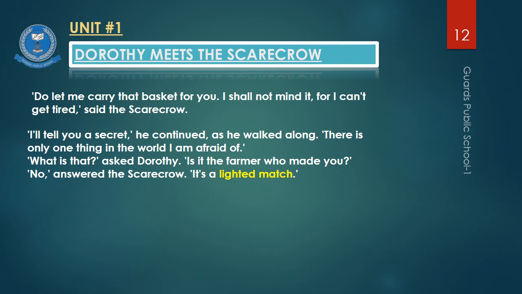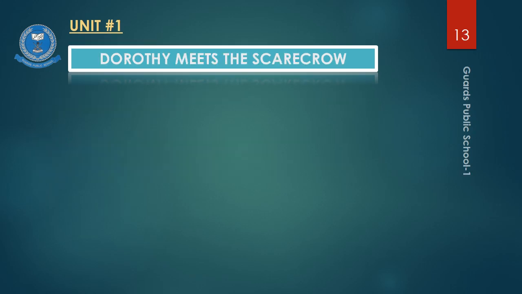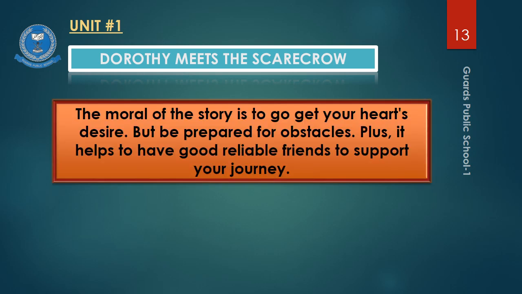So students, I hope you all understood this unit, and now don't forget to read this chapter again at home, right? So, my dear kids, the moral of the story is to go get your heart's desire, but be prepared for obstacles. Plus, it helps to have good, reliable friends to support your journey.